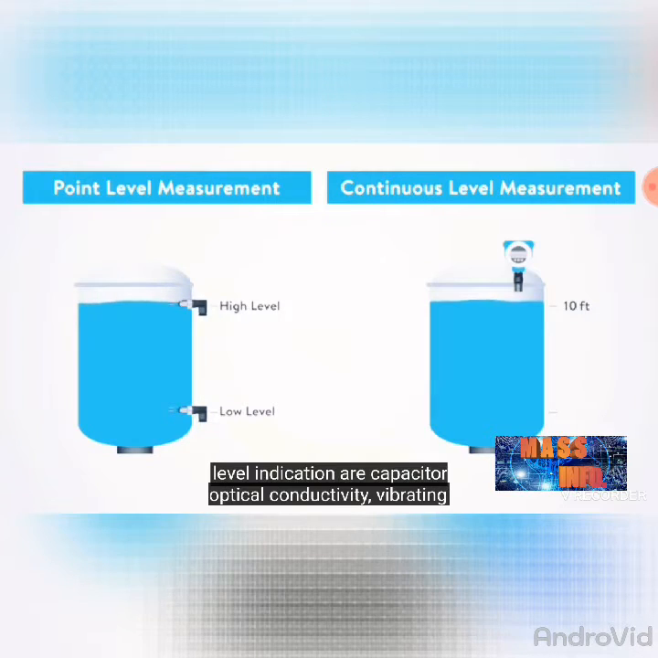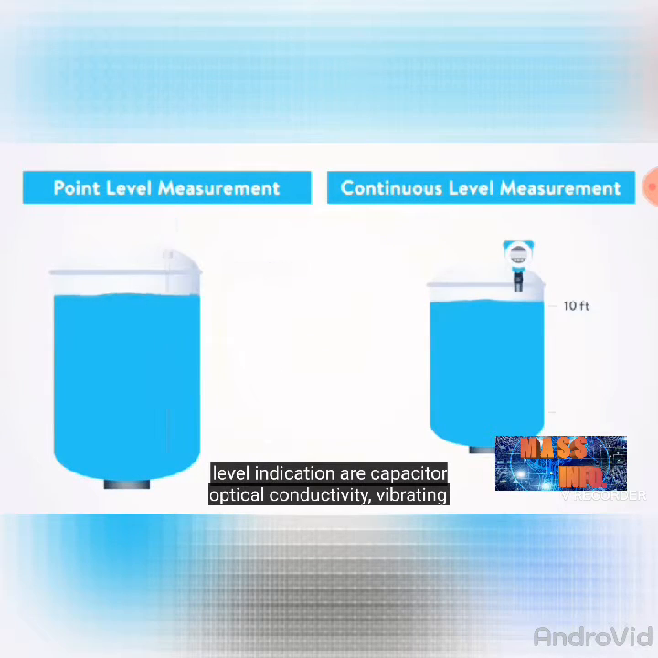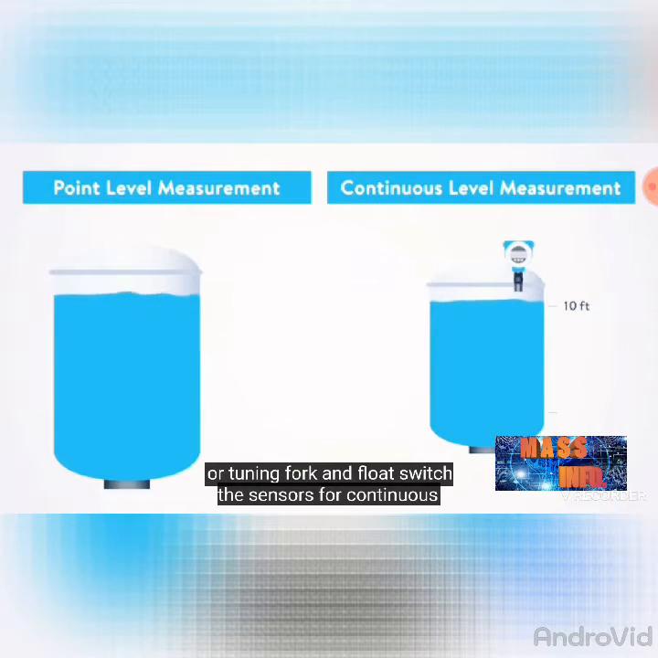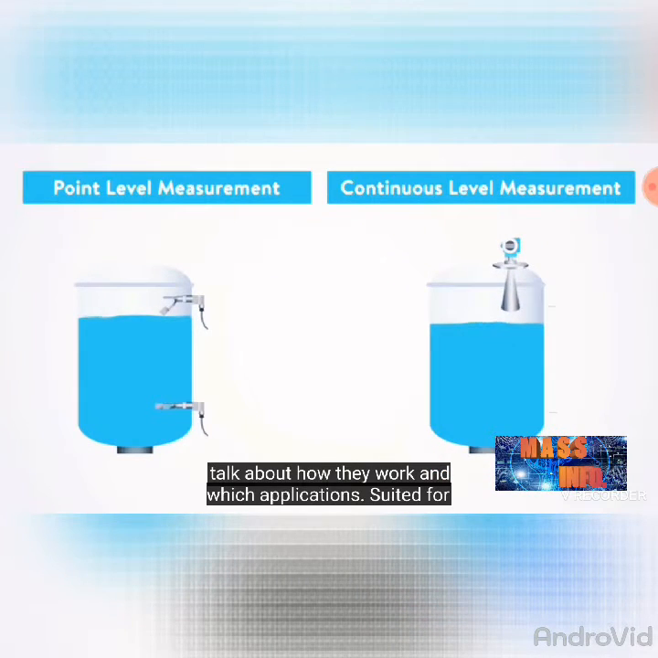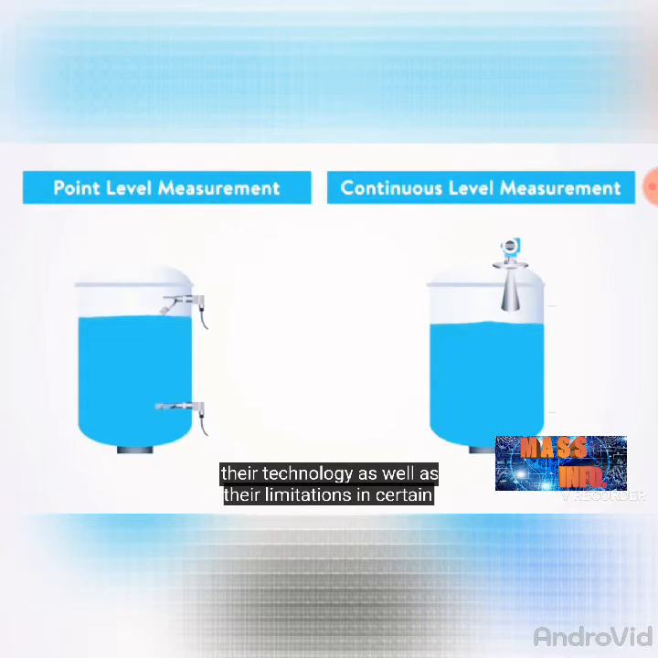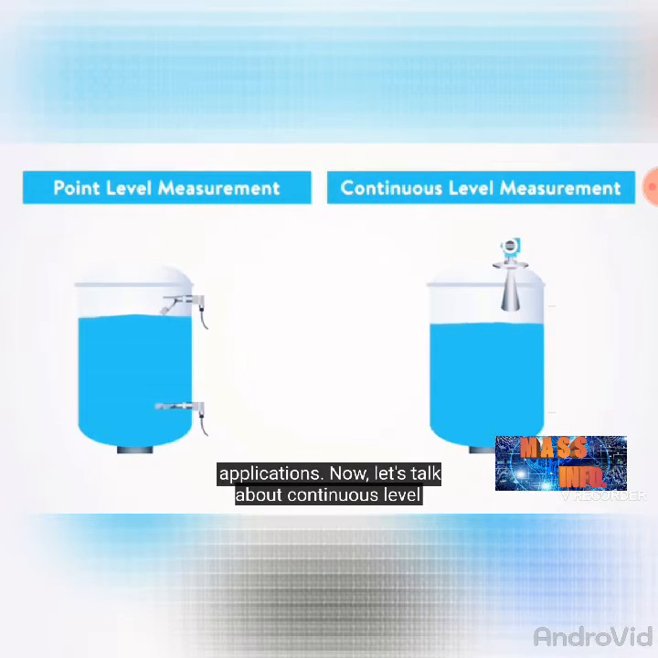The sensors for point level indication are capacitance, optical, conductivity, vibrating or tuning fork, and float switch. The sensors for continuous level measuring are ultrasonic and radar or microwave. We will talk about how they work and which applications are best suited for their technology, as well as their limitations in certain applications.